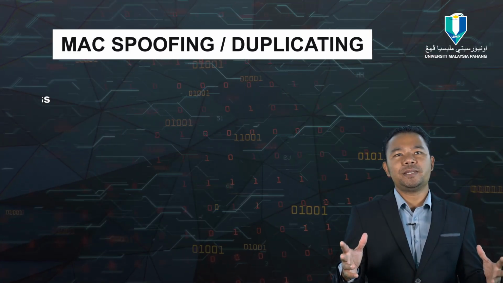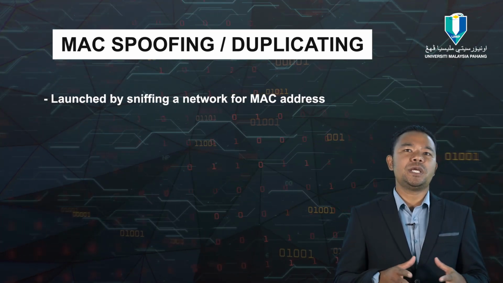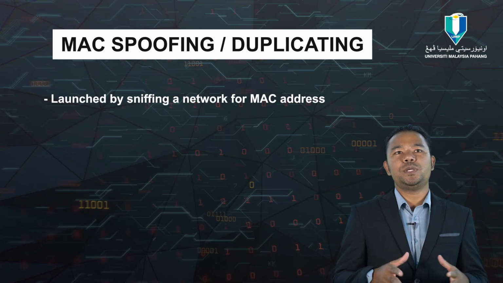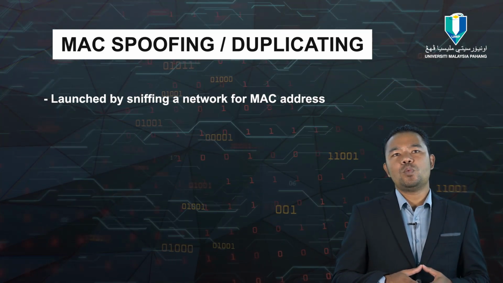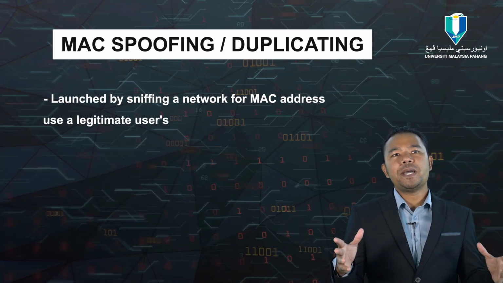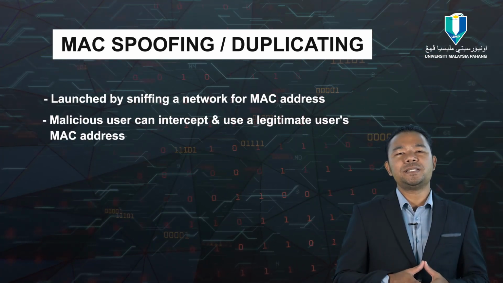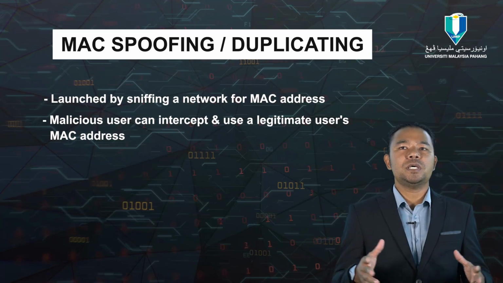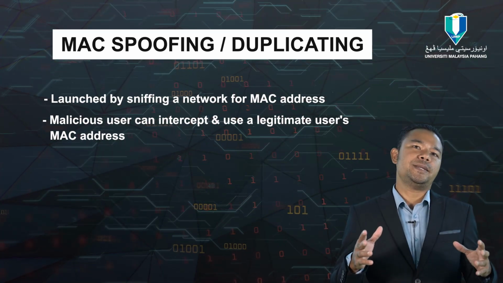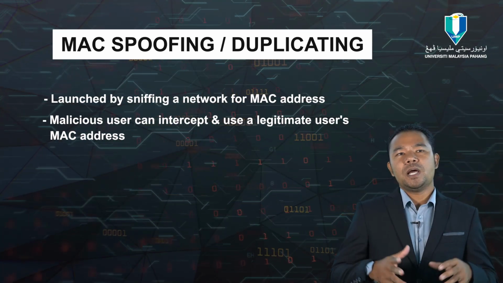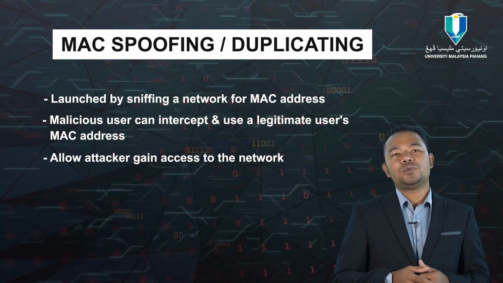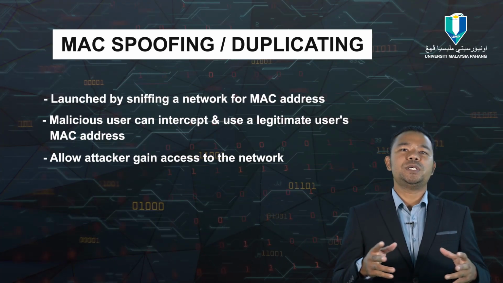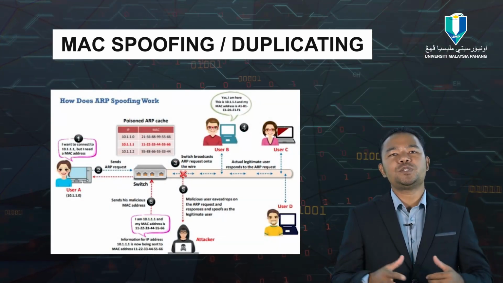MAC spoofing, or duplicating. A MAC duplicating attack is launched by sniffing a network for the MAC address of a client who is actively associated with a switch port and reusing one of those addresses. By listening to the traffic on the network, a malicious user can intercept and use a legitimate user's MAC address to receive all the traffic destined for the user. This attack allows the attacker to gain access to the network and take over someone's identity on the network. This is an example of MAC spoofing.